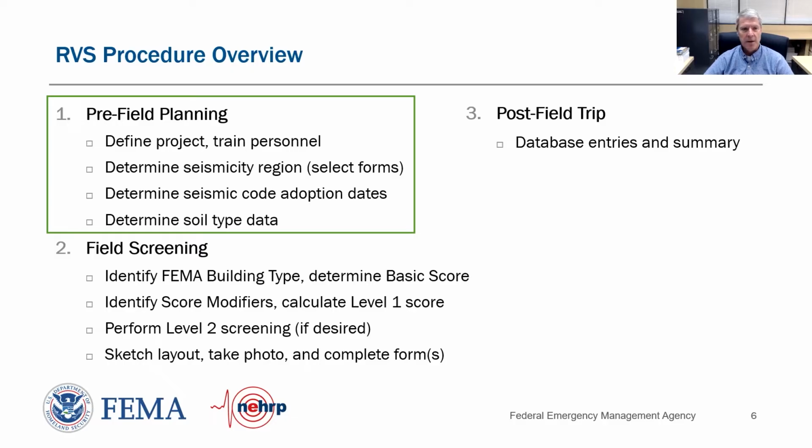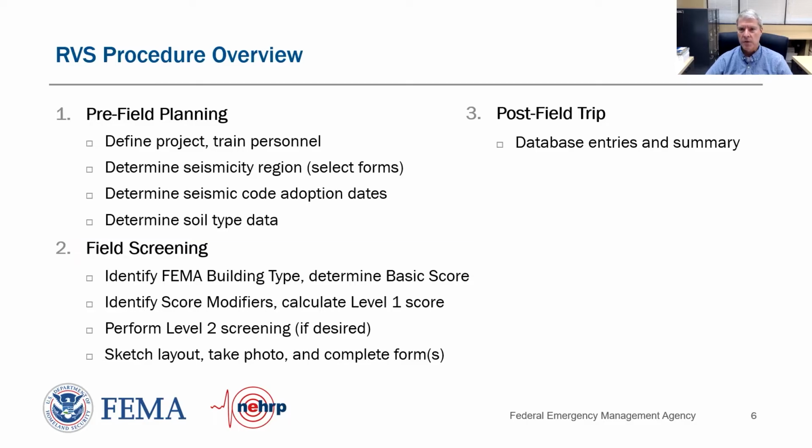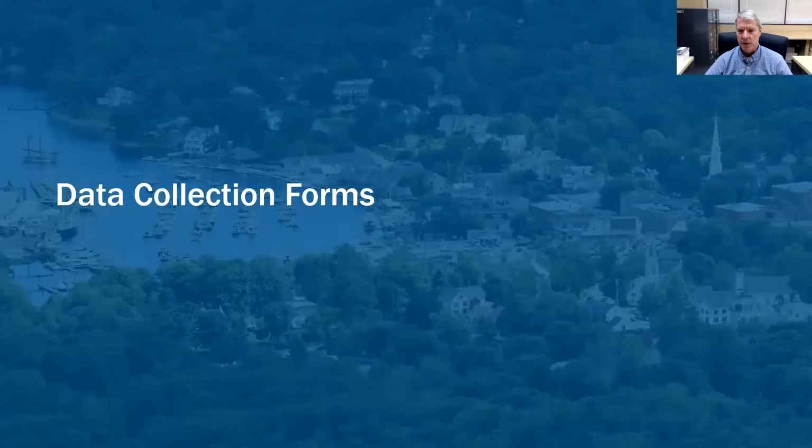and soil data. Field screening, which will be in the next module, we'll be looking at our FEMA building type, our basic scores in a general sense, our score modifiers, how to calculate our level 1 score, what level 2 screening is if it's selected to be performed, and then a little bit more about the forms and the post-field trip data. Database entries also will be discussed in the next module. So we're going to focus our attention on the pre-field planning in this one for the procedure.